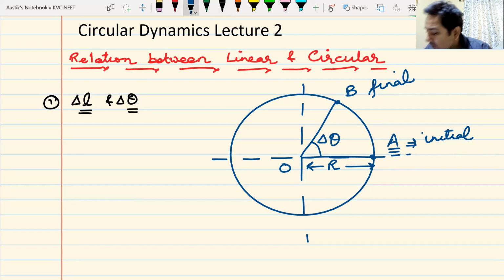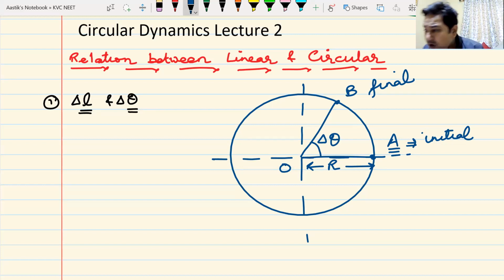Whenever we are doing questions on circular motion, we will have to deal with this R, the radius of the circle. I hope you are aware of it. So the radius of the circle is R. It has turned by an angle of delta theta, or the angular displacement is delta theta.